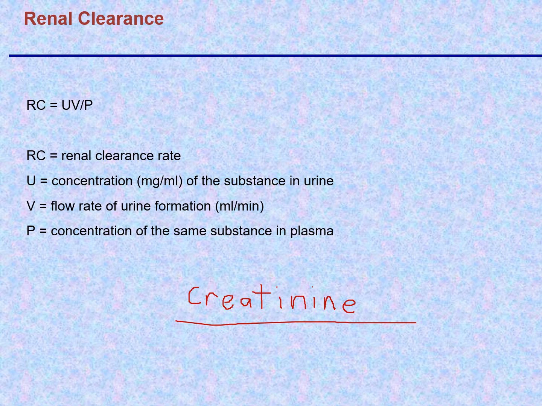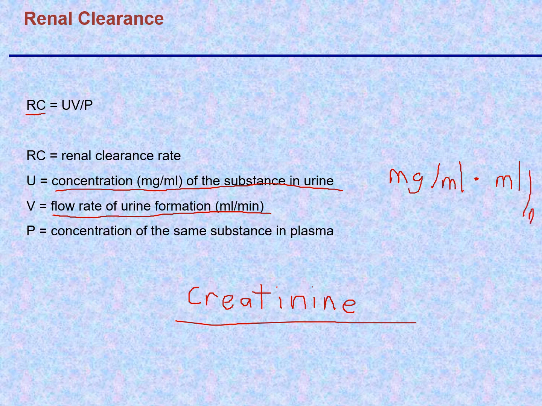The equation that is key to doing renal clearance is looking at renal clearance rate. You look at the concentration of a substance in the urine times the rate of formation of urine. This is milliliters per minute and this is milligrams per milliliter. So when you have milligrams per milliliter of a substance times milliliters per minute, the flow rate, what you end up with is that the two milliliters cancel out and you have milligrams per minute.